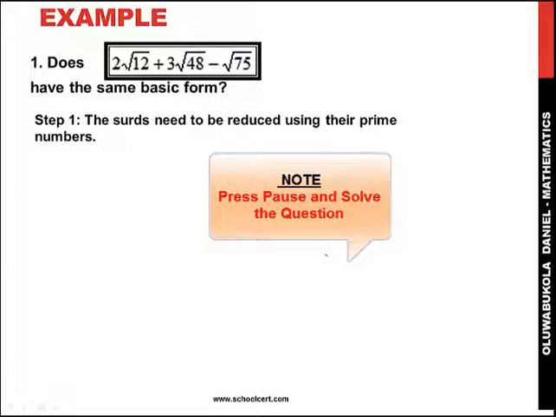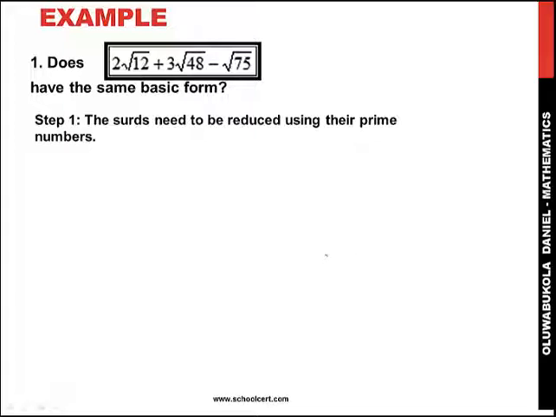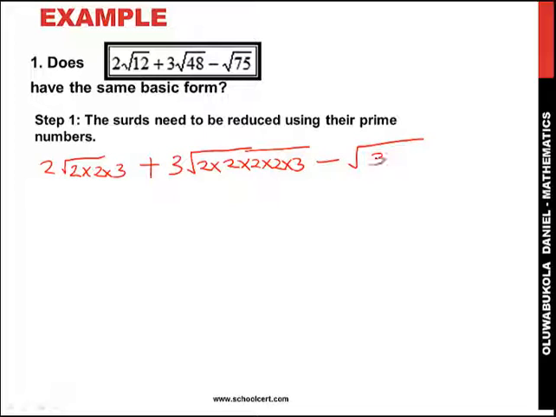Okay. So the first step you need to do at this time is to find the prime factors of each of the numbers in the root. So we will go ahead to solve this. So you have 2 root 12. The prime factors of 12, you can actually break 12 down into 2 times 2 times 3, plus 3 root of 2 times 2 times 2 times 2 times 3, and then minus root of 3 times 5 times 5.